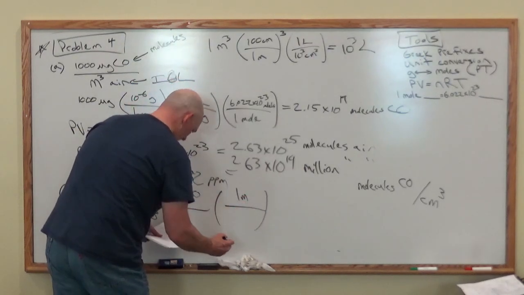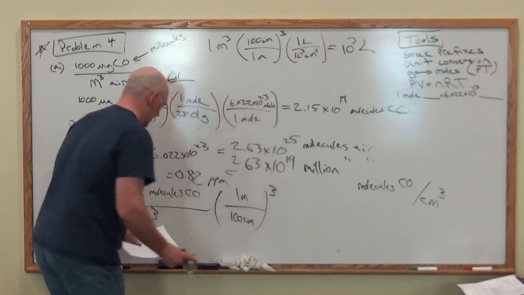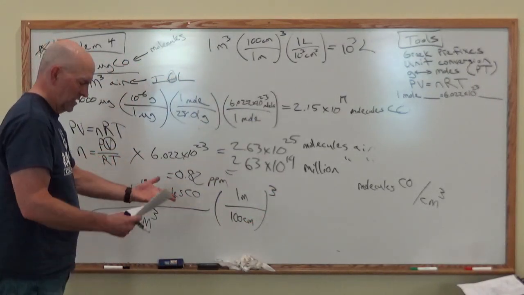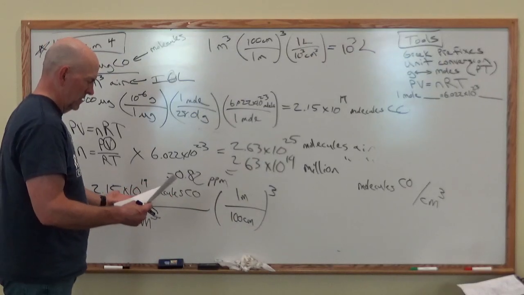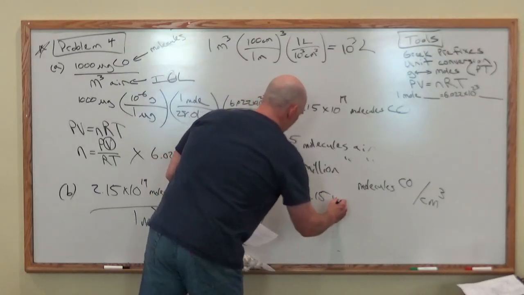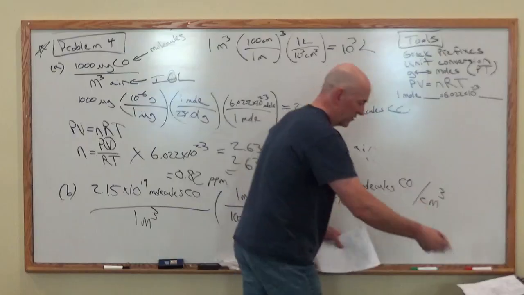A meter is 100 centimeters in the denominator. We have to cube it. So we have to take this number divided by 10 to the 6th. Well, that's not too bad. That's 2.15 times 10 to the 13th. Yeah. Okay, well, you can see the units.